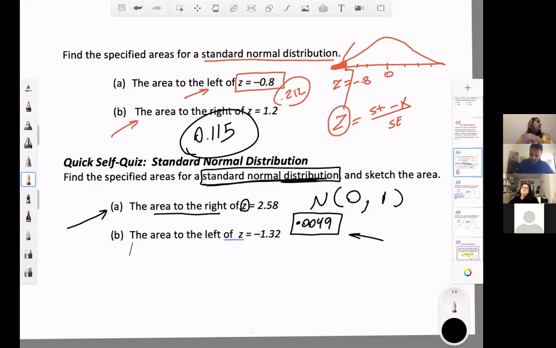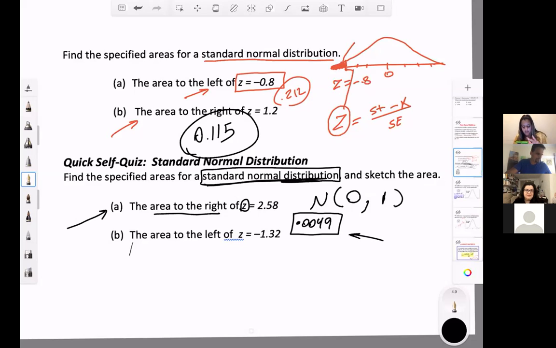What about z equal to negative 0.32, Manipur? Are you doing it on your phone? Yeah, I have the StatKey on my phone. Does it work? Yeah, it works, but my fingers are too fat and I'm clicking on everything but what I need to click on.